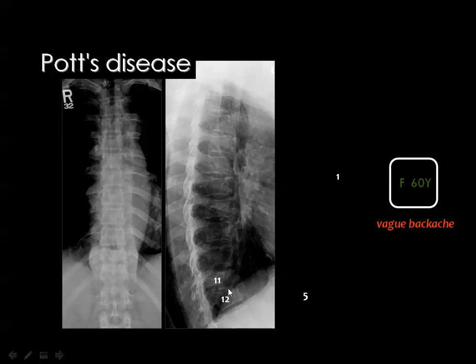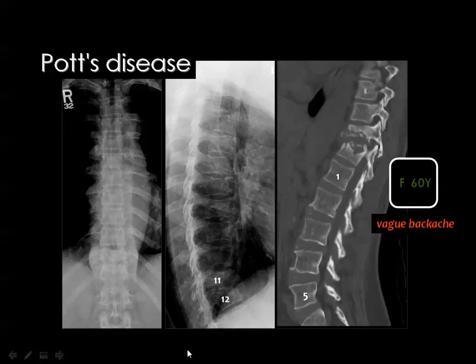Then if you look here at the level of D11, 12, there is some loss of height of D11 and D12 as well, with erosion of the vertebral end plates and narrowing of the disc space. This is well evident in the CT scan, sagittal reconstructed image, where you can appreciate the destructive changes in the vertebral end plates as well as the intervening disc. And if you look carefully in the frontal radiograph of the dorsal spine, you can see the paravertebral soft tissue component.